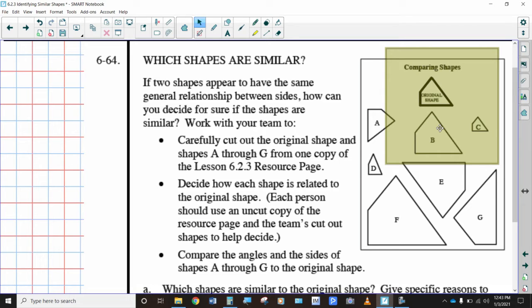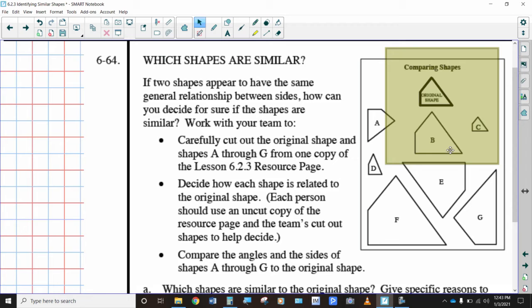Please take a little bit of time to, if you're going to print this out, go ahead and print it, cut out that original shape, and put it over the top of each one of these images, A through G, and then make a list of which ones are similar, which ones are not similar. And once you identify, there is a question that's going to come up: are any of these shapes congruent?